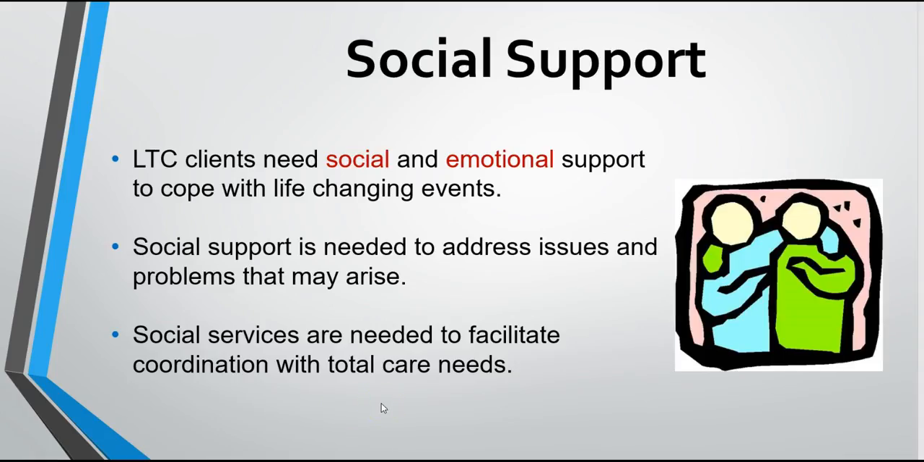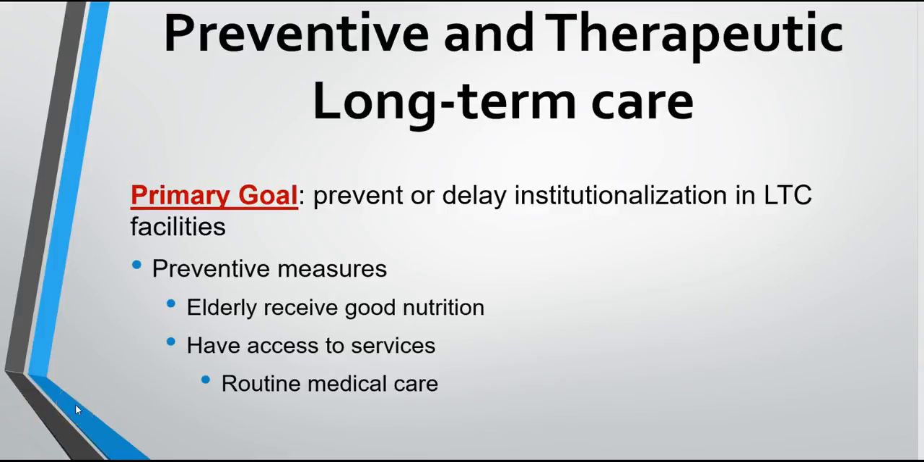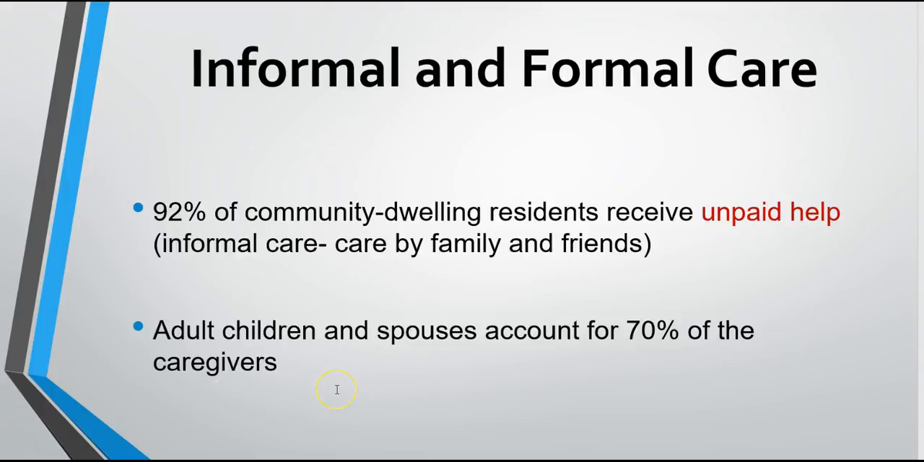Social support. So long-term care clients need social and emotional support to cope with life-changing events. Social support is also needed to address issues and problems that may arise. Social services are needed to facilitate coordination with total care needs. Now, the primary goal of preventative and therapeutic long-term care is to prevent or delay institutionalization in long-term care facilities. So it's really a preventative measure. Elderly receive good nutrition and have access to services. An example of this would be routine medical care.